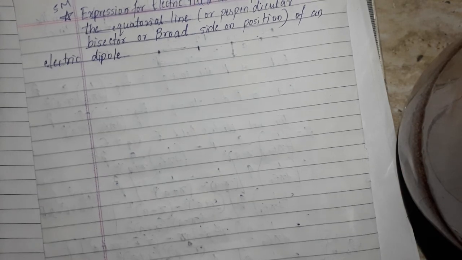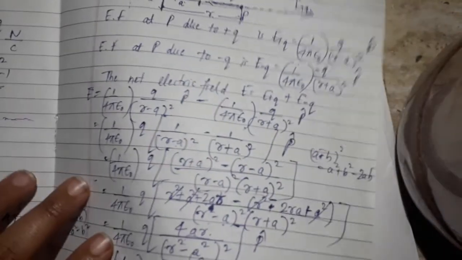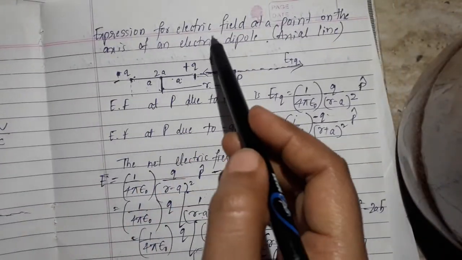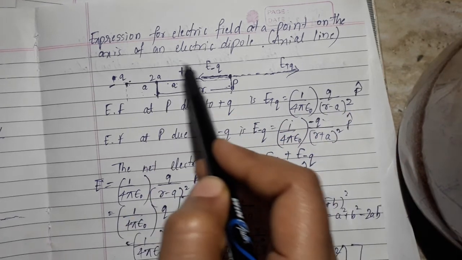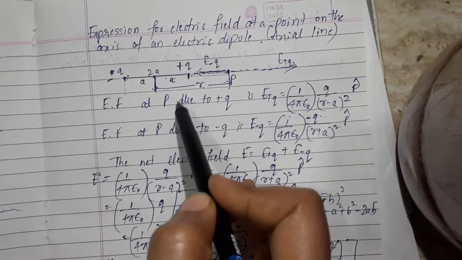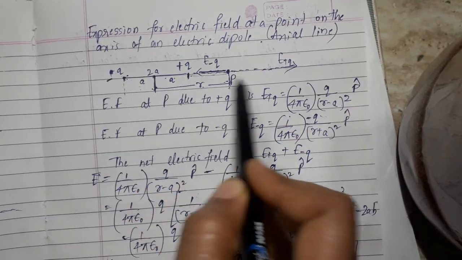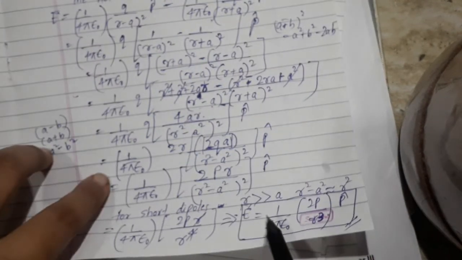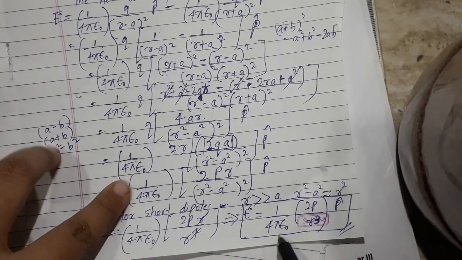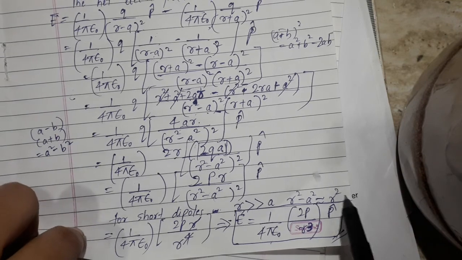So I was discussing the first chapter of the second year science, that is electric charges and field. In the last video I discussed the expression for electric field at a point on the axis of an electric dipole. On the axis of electric dipole, we have derived the expression for electric field, that is 1 by 4 pi epsilon naught 2p by r cube p cap.